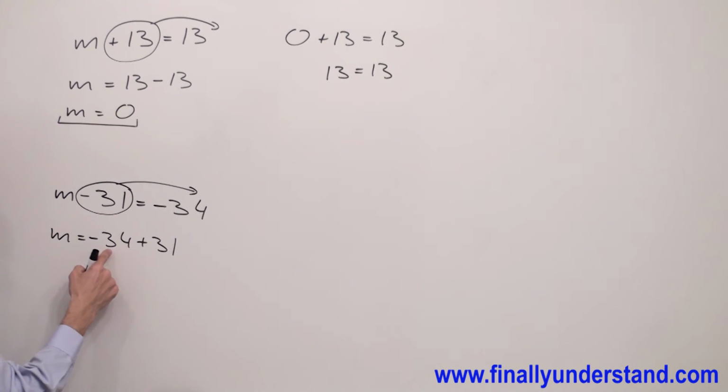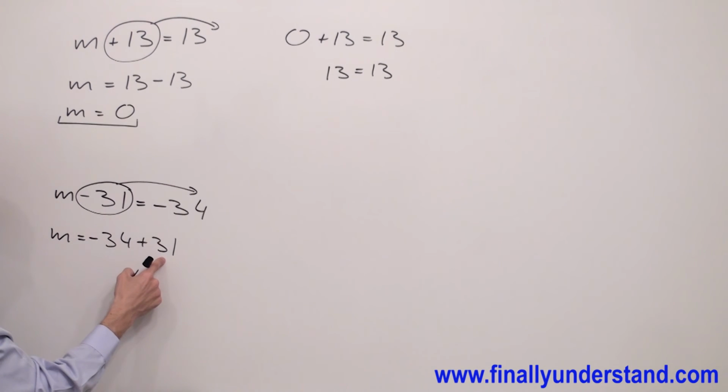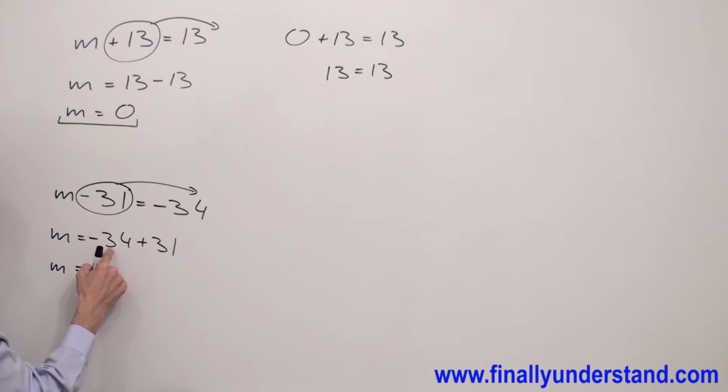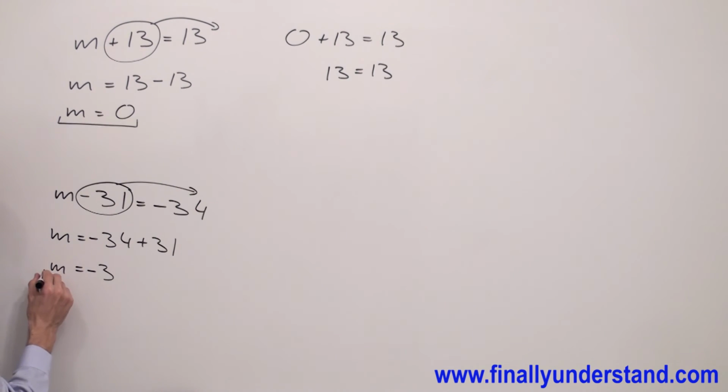Anytime you perform this kind of operation, you're supposed to subtract the smaller number from the bigger number, and keep the sign of the larger number. So I'm going to have m equals 34 minus 31 is 3, and keep the sign which is next to the larger number. I have minus 3. This is the solution to my problem.